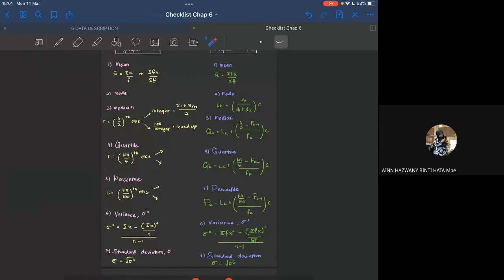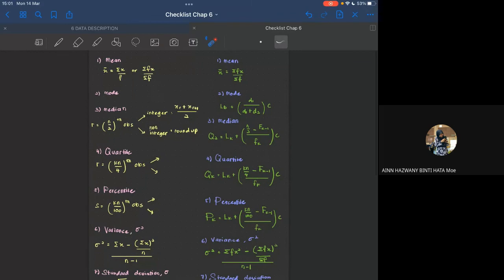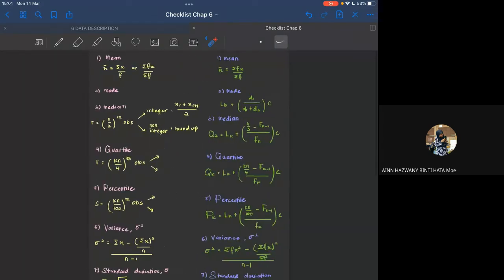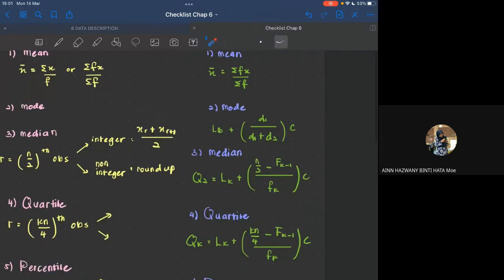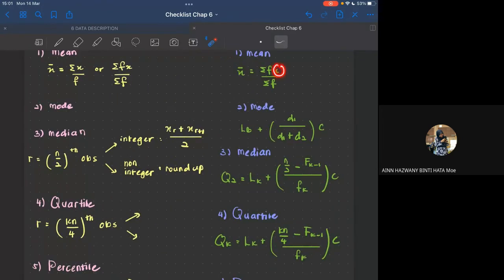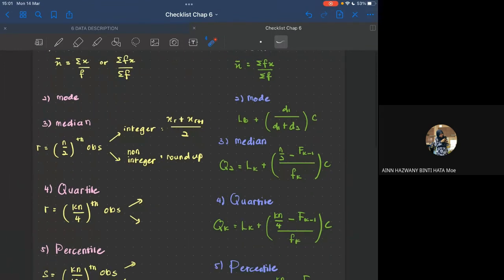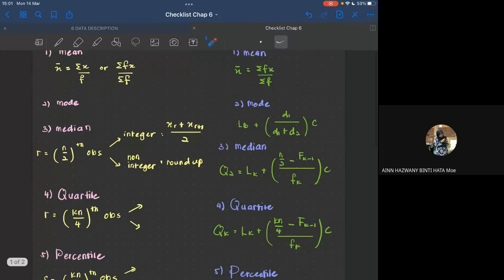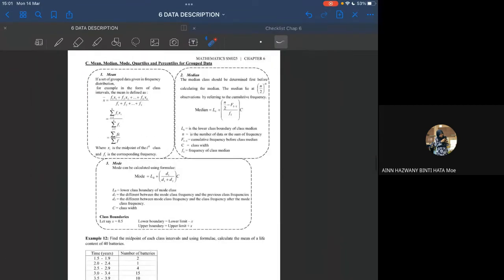Okay. Median formula, quartile formula, percentile formula, variance dengan standard deviation. Kalau sempat kita akan masuk, kalau tak kita akan buat hari Khamis nanti. So, saya terangkan semua sekali lah dekat sini. X dekat sini ialah midpoint, between the interval kita. Kita pergi satu-satu dulu.